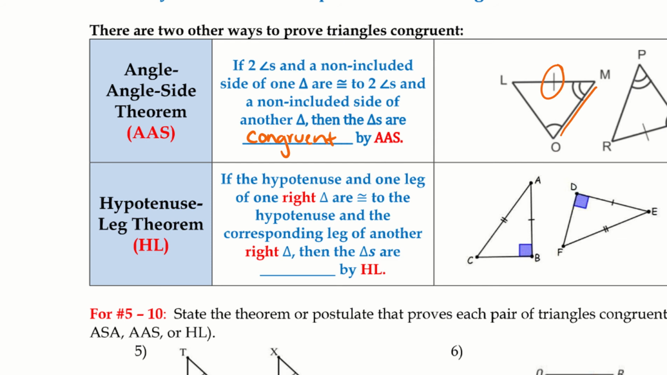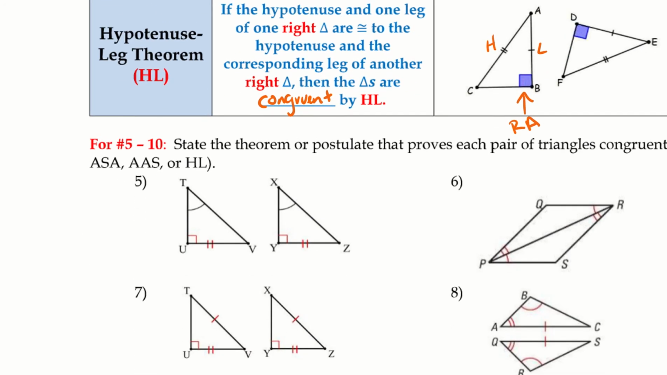Alright, and then the hypotenuse leg theorem. If the hypotenuse and one leg of a right triangle are congruent to the hypotenuse and the corresponding leg of another right triangle, then the triangles are congruent by HL, so hypotenuse leg. So if we have a right angle here, and then we have the hypotenuse, and we have one of the legs. It doesn't matter which leg, we just need one of them. Then we can say that the two triangles are congruent.